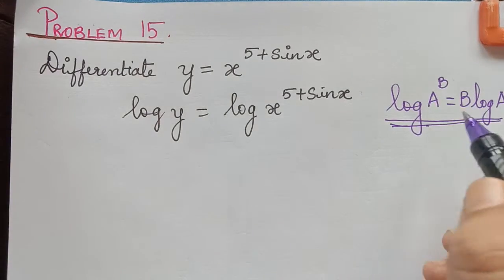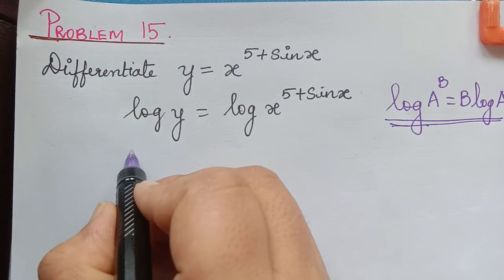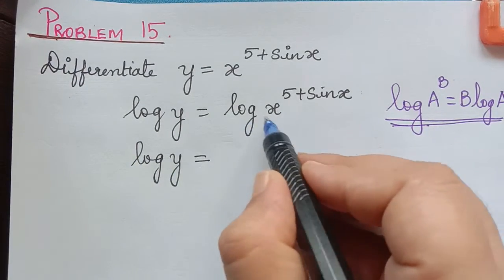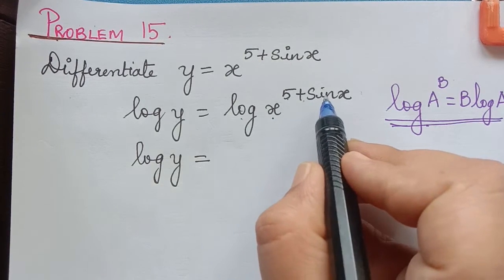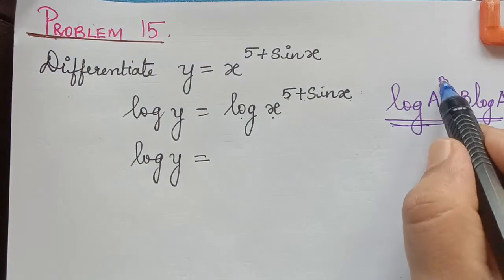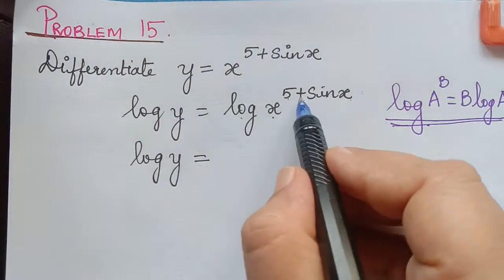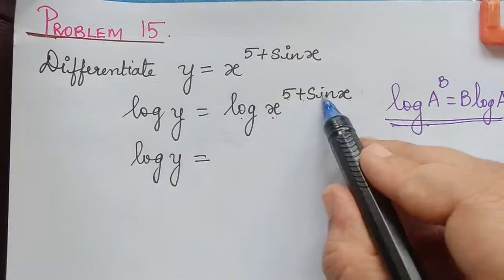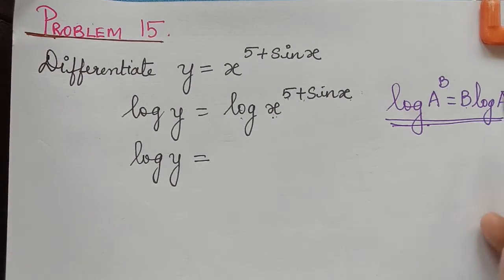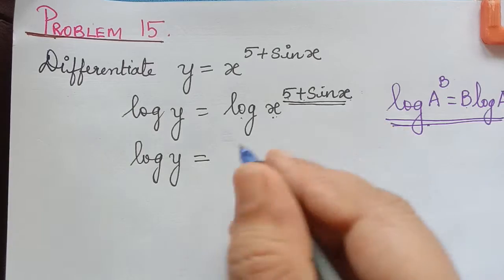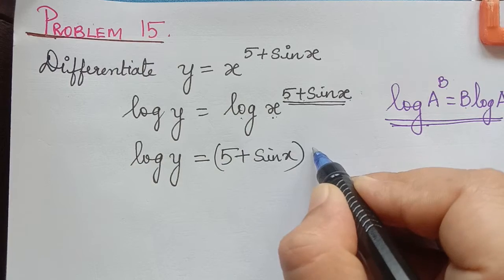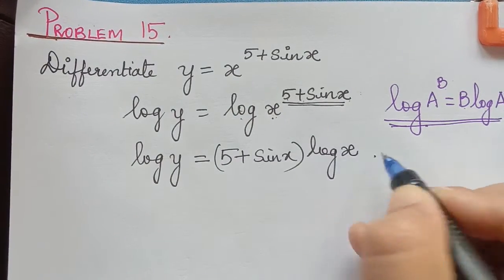So using this rule of logarithm, we can rewrite this as logarithm of y is equal to, now here, log x to the power 5 plus sin x. In the power we have 5 plus sin x, so this is like b, so it comes in the front. So x represents a and 5 plus sin x represents b, so it will become b log a. So now what is b? 5 plus sin x, so it will become 5 plus sin x multiplied with logarithm of x.